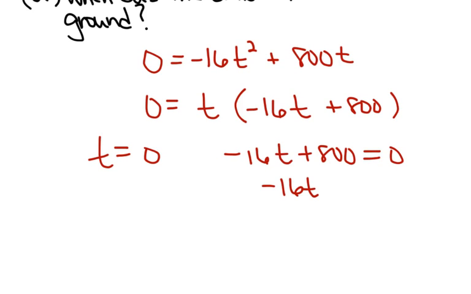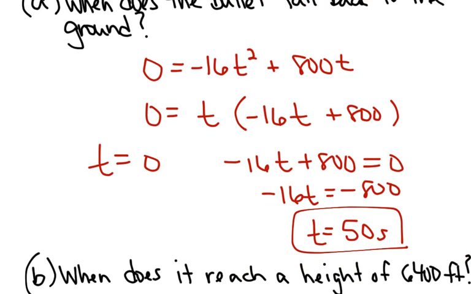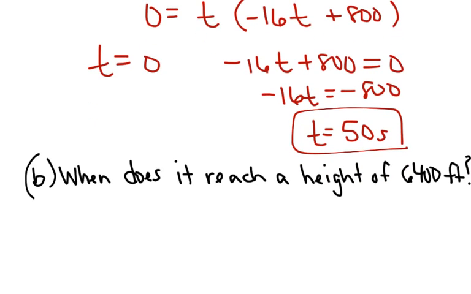So negative 16t is equal to negative 800. Divide by negative 16, and you find out that t is 50. So the bullet will hit the ground again in 50 seconds. The next part of the problem is to figure out when this projectile does reach a height of 6,400 feet. That means, when's its final height 6,400?